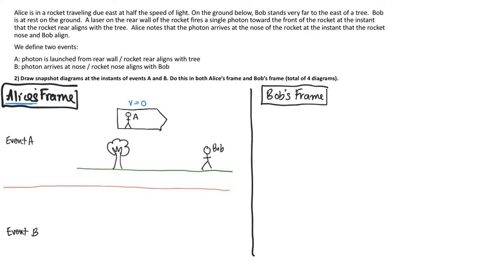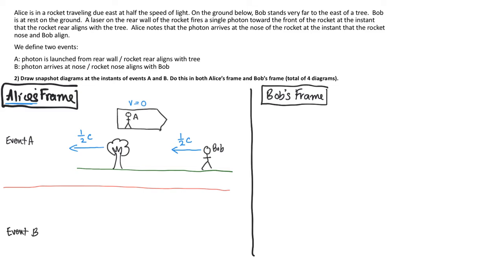But if we're in Alice's frame, that means Bob is moving and the tree is moving. In Bob's frame, Alice is moving to the right. So by reciprocity, in Alice's frame, Bob will be moving to the left, at half the speed of light. Everything that's at rest on the ground is moving at that same speed. So the tree is also zipping to the left at half the speed of light, as observed from Alice's frame.